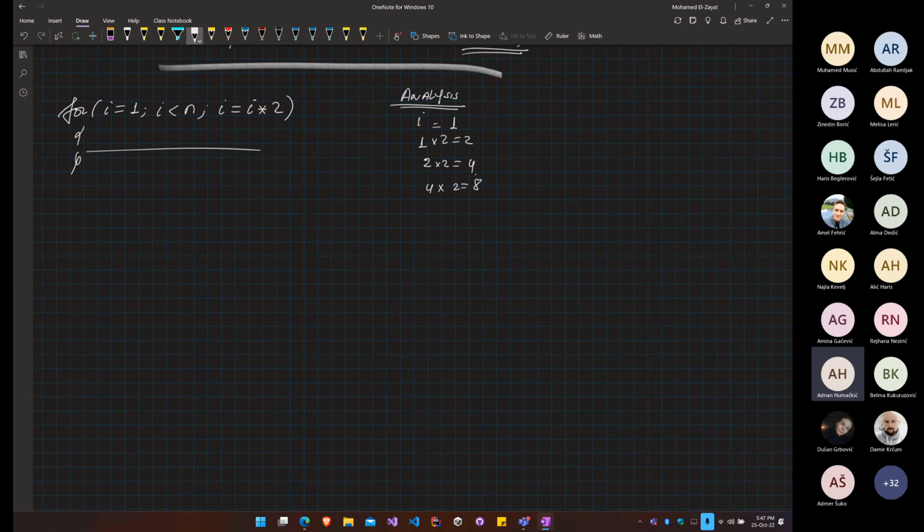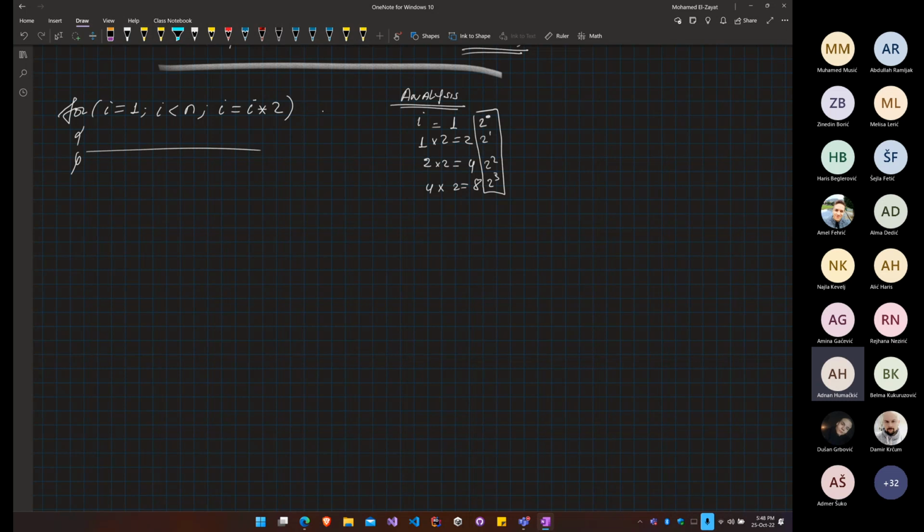And if you notice, this is actually more like 2 to the power of 0, 2 to the power of 1, 2 to the power of 2, 2 to the power of 3, right? Let me divide this. So 2 to the power of 2 is 4, 2 to the power of 3 is 8, right? And then we can actually go on with this. So this is like the analysis of this guy, if you haven't noticed yet.